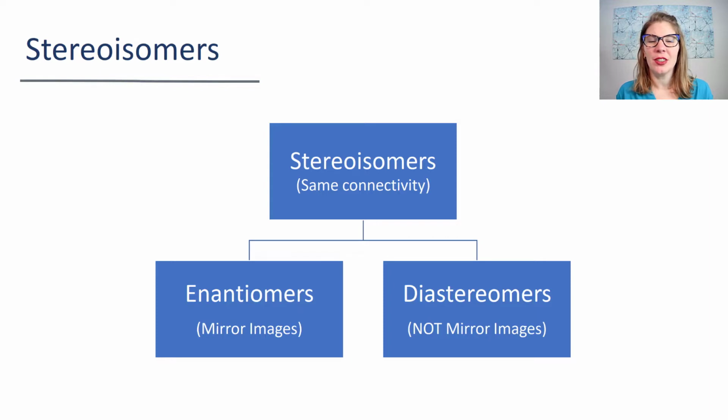These are compounds that are still stereoisomers. They have the same connectivity, right? So they're not constitutional isomers. They have the same connectivity of their atoms. They differ in how the atoms are pointing in space, but they are not mirror images of one another.